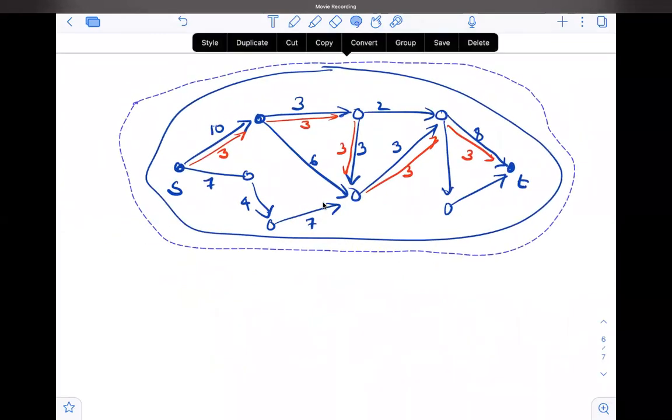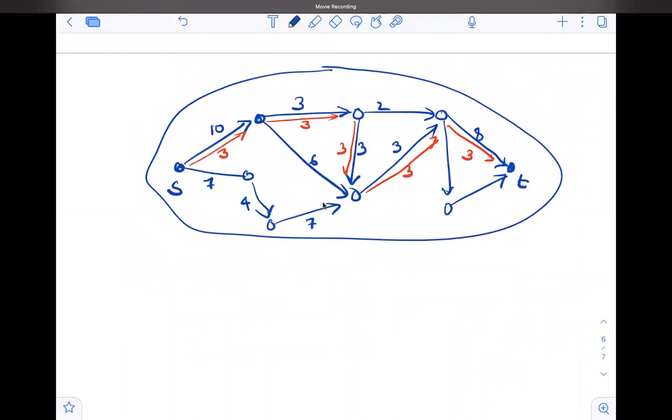Very good. So let's see. At this point, how much is left over? What is left over is that here I have already used 3 units, so I am left with 0. I have used 3 units, I am left with 0. Here I have used 3 units, I am left with 0. Here I have 3 units, I am left with 5, and here I have 3 units, I am left with 7.